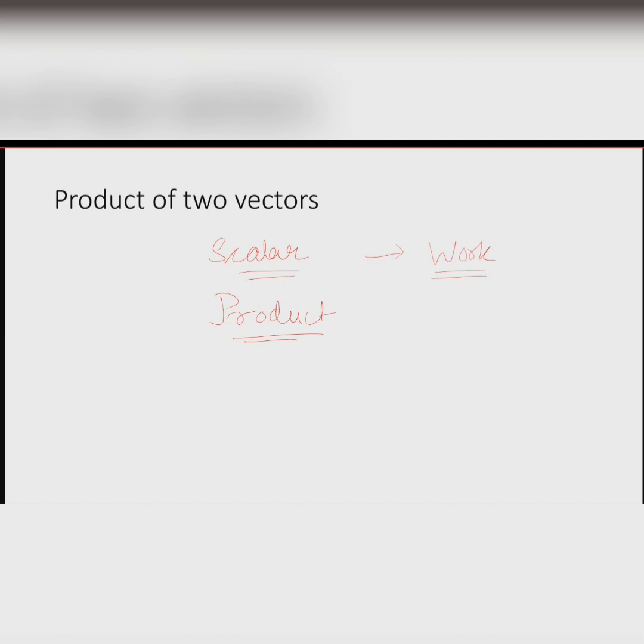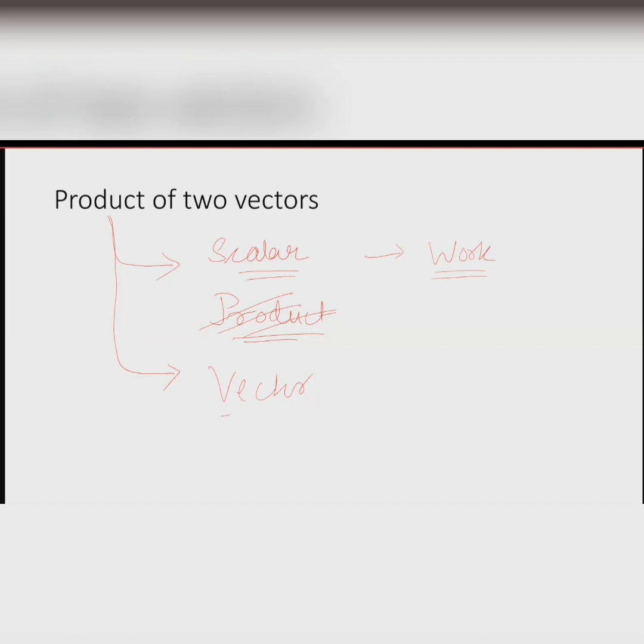Very good. Work was one such quantity where you were multiplying force and displacement, but you got a scalar quantity. I wrote product here. This should be scalar and vector. So the resultant of two vectors, when we are taking the product of two vectors, it could be a scalar, it could be a vector. So work is one quantity where we multiply two vectors, but we got a scalar quantity.